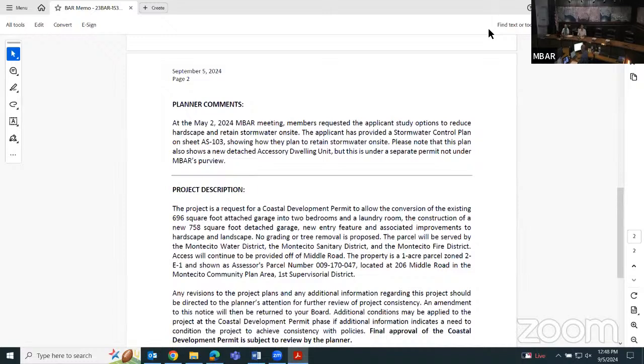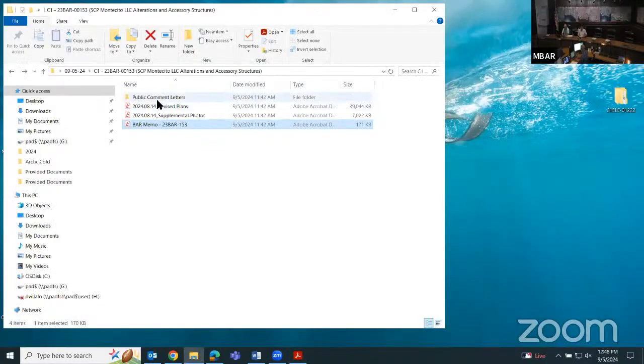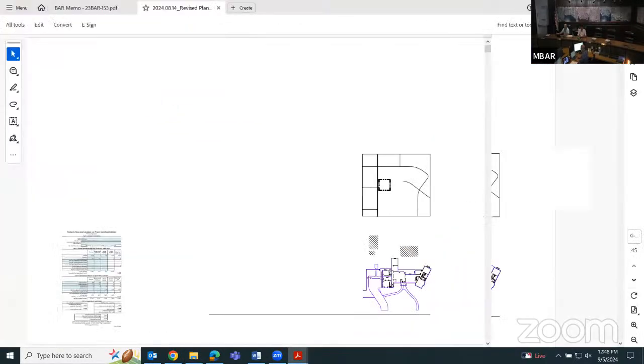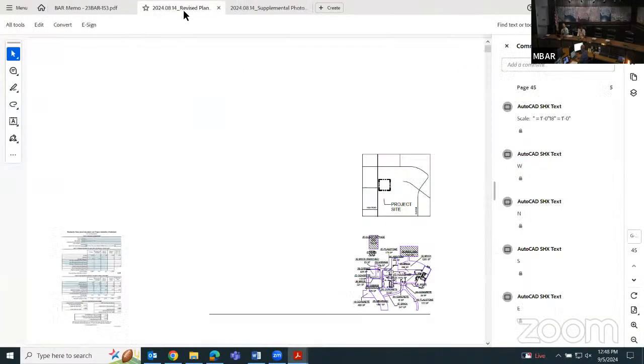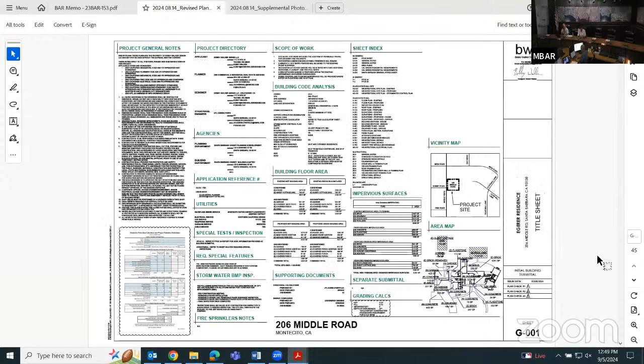Okay. You have the drawings. Here we go. So let's see now. There are some comments from the MBAR previously: a nice project, restudy hardscape, study option to reduce hardscape and retain stormwater on site. So we are here for preliminary and final approval on consent. Is the applicant on Zoom?